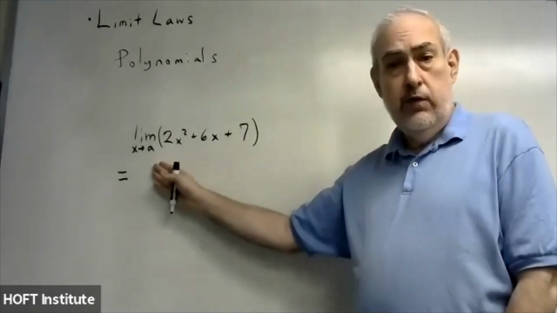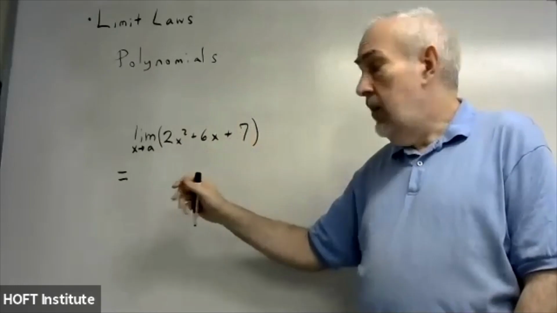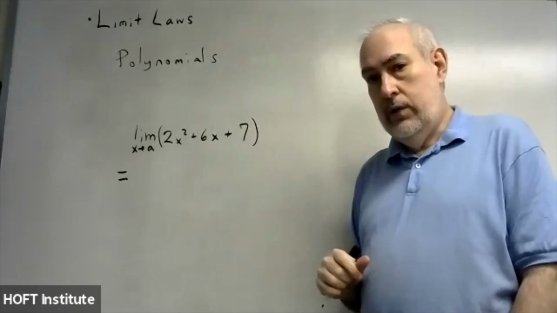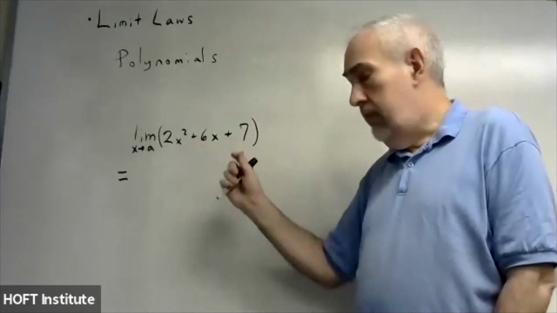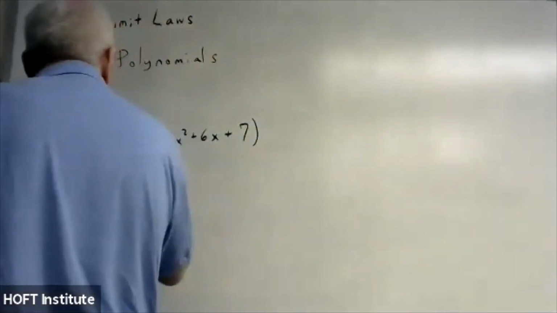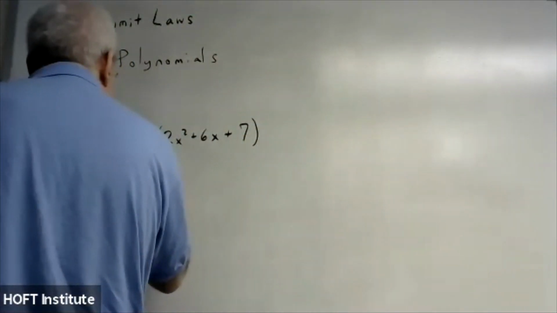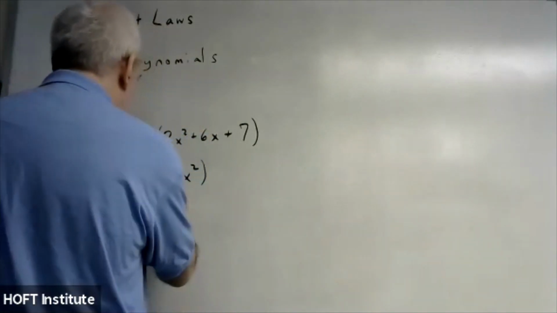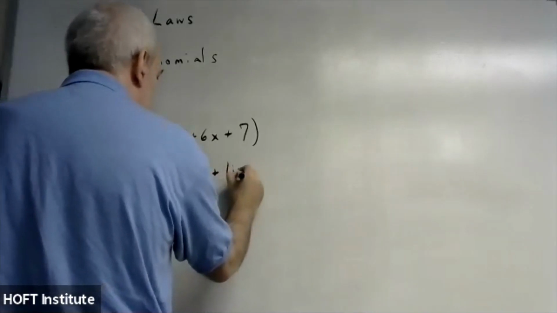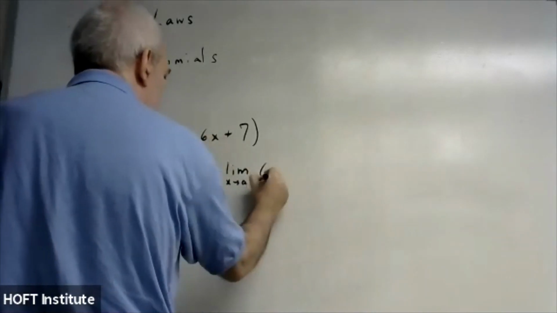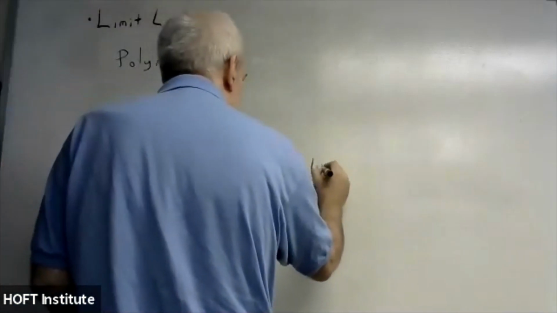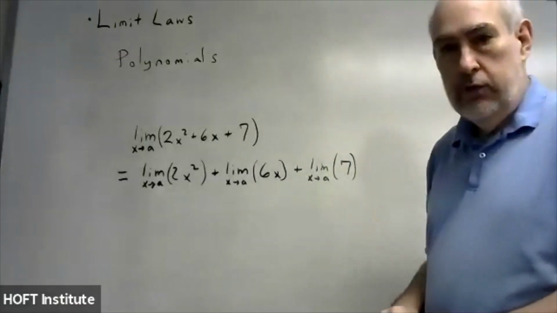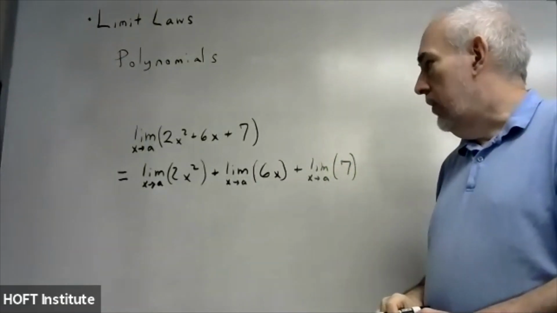We're trying to compute the limit as x approaches a of 2x squared plus 6x plus 7. Okay, and let's use our limit laws and see where we go. First of all, we have addition. So by the limit law for addition, you can break this up into the limit as x approaches a of 2x squared, plus the limit as x approaches a of the next piece, 6x, plus the limit as x approaches a of 7. So this was by the sum rule for limits.